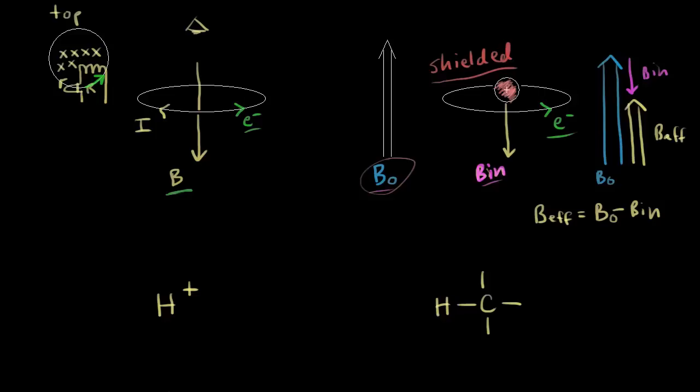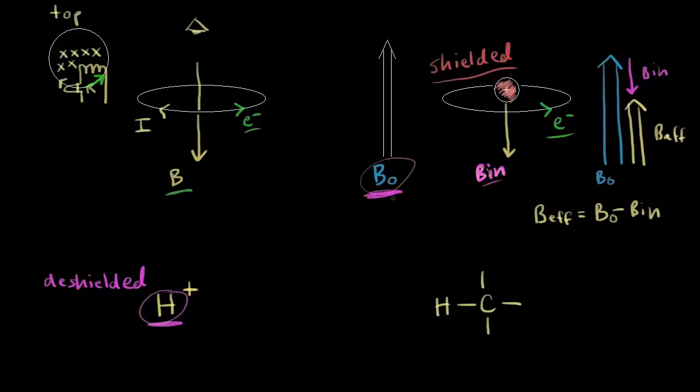So let's think about two examples now. First, let's start with just a bare proton. Over here we have just a proton all by itself. It's completely de-shielded. There are no electrons around it. Let me go ahead and write that. We have a completely de-shielded proton here because there are no electrons. Therefore, this de-shielded proton is going to experience the full effect of the applied magnetic field.